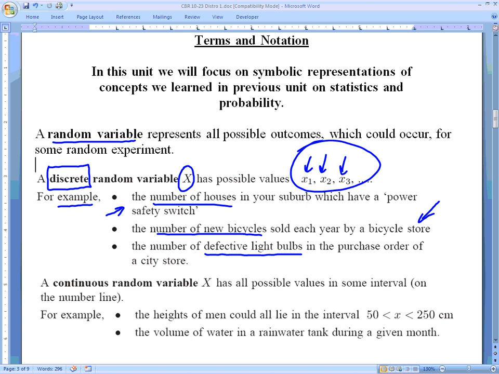So an example of a big X would be the heights of men, or the volume of water in a rainwater tank during a given month. So heights of men, again, that's our big X. The actual values of those heights, which would range in this interval according to this problem, those would be our little x. Volume of water in a rainwater tank in a given month, again, that's our big X, and the actual values would be little x.